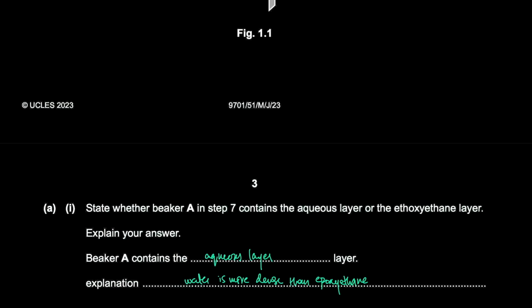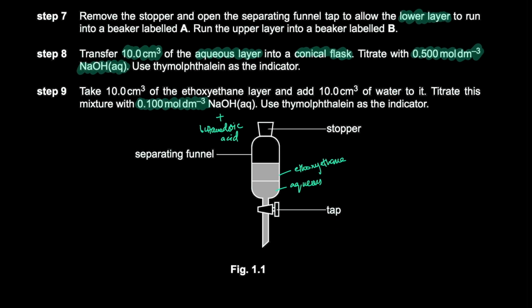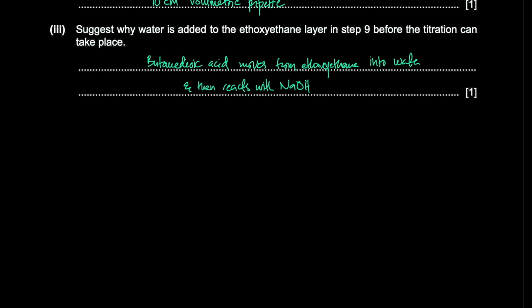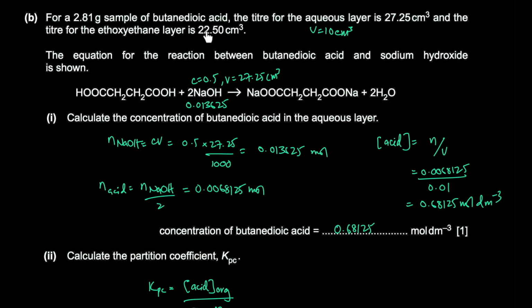Now going back, we see that we used 10 cm cube of the organic layer. And in this case, we use 0.1 mole per dm cube sodium hydroxide. So we're not using the same sodium hydroxide as we did for the aqueous layer. The volume of sodium hydroxide used is 22.5 cm cube for the ethoxyethane layer.